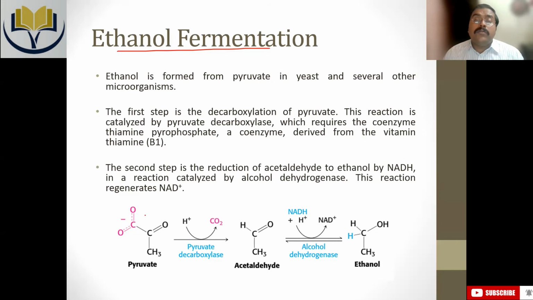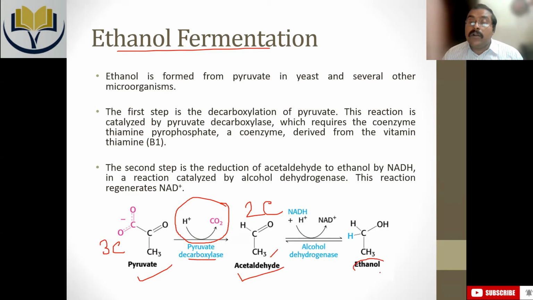In this particular case, the pyruvate is first converted to acetaldehyde. As I have already told you, pyruvate is a 3-carbon compound, and acetaldehyde is a 2-carbon compound. So one decarboxylation step is here, and as the step is decarboxylation, the enzyme involved in this step is a decarboxylase enzyme. Now, in the second step, acetaldehyde is converted into ethanol.